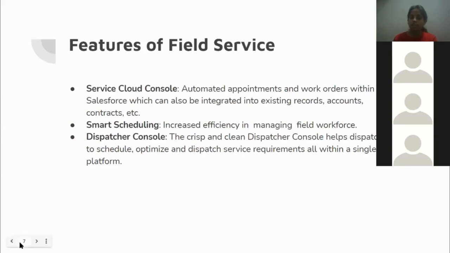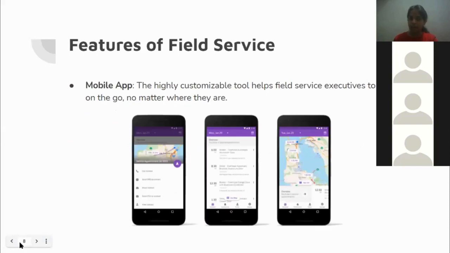The dispatcher console is a crisp and clean one-screen console which helps the dispatcher to schedule and optimize service appointments and requirements to the most suitable candidate according to skills, availability, routing, etc. And lastly, the mobile app. I cannot show you the mobile app in the demo, that's why I've put in a screenshot here. This is how a mobile field service app usually looks.